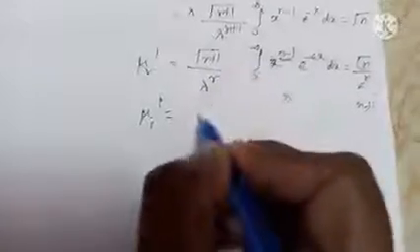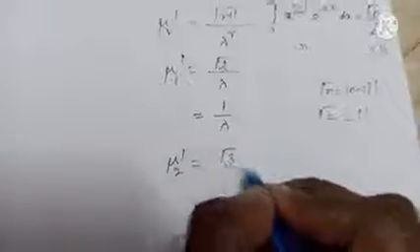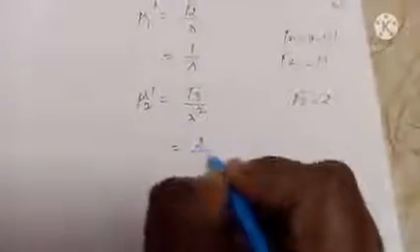See, mu 1 dash, with r equal to 1, is gamma 2 by lambda power 1. You know gamma n is n minus 1 factorial. So gamma 2 is 2 minus 1 factorial, which is 1 factorial, so 1 by lambda. This is how we have got the answer for the mean. When r is 2, mu 2 dash is equal to gamma 3 by lambda square. You know gamma 3 is 2 factorial. So 2 by lambda square.